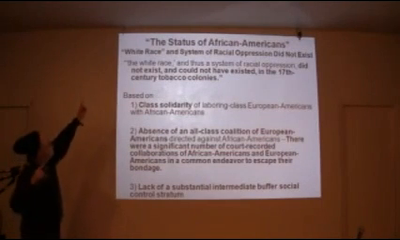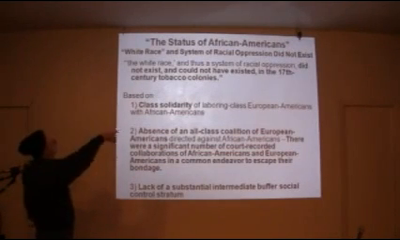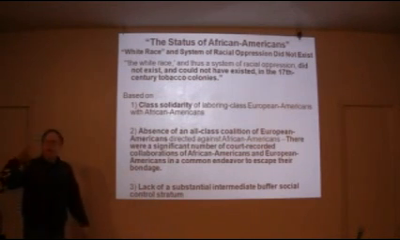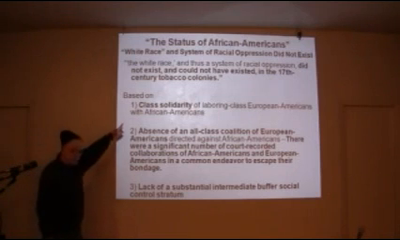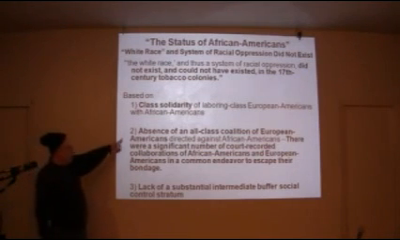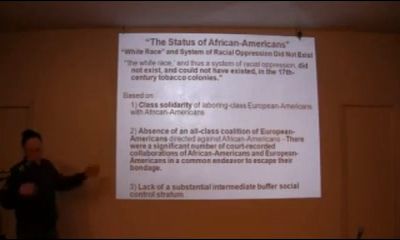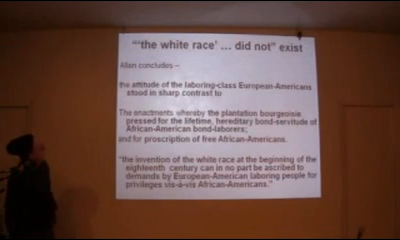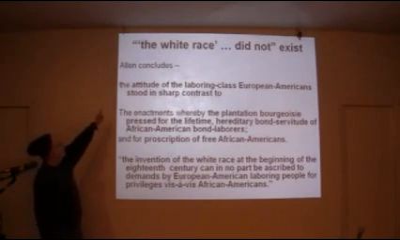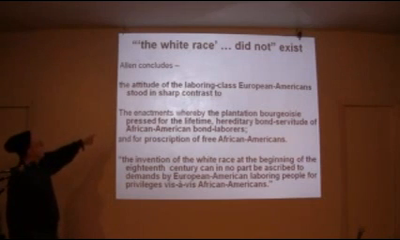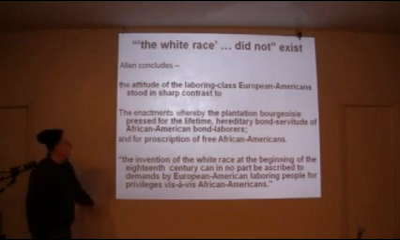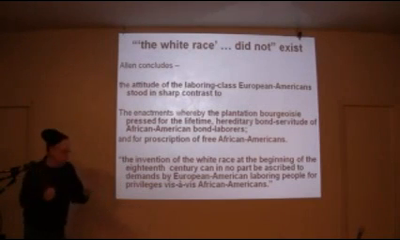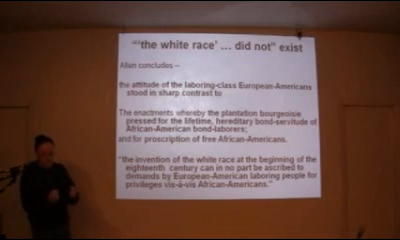Status of African Americans. So what Allen's arguing is that the white race system of racial oppression did not and could not have existed in the 17th century. He bases it on the following facts. Class solidarity, which we're going to get into. The absence of an all-class coalition of European Americans, tremendous class differences, lack of a substantial intermediate stratum. The white race did not exist. The attitude of laboring class Europeans stood in sharp contrast to the plantation bourgeoisie. He emphasizes the invention of the white race cannot be ascribed to demands by European American laboring people for privileges. It's not coming from below.